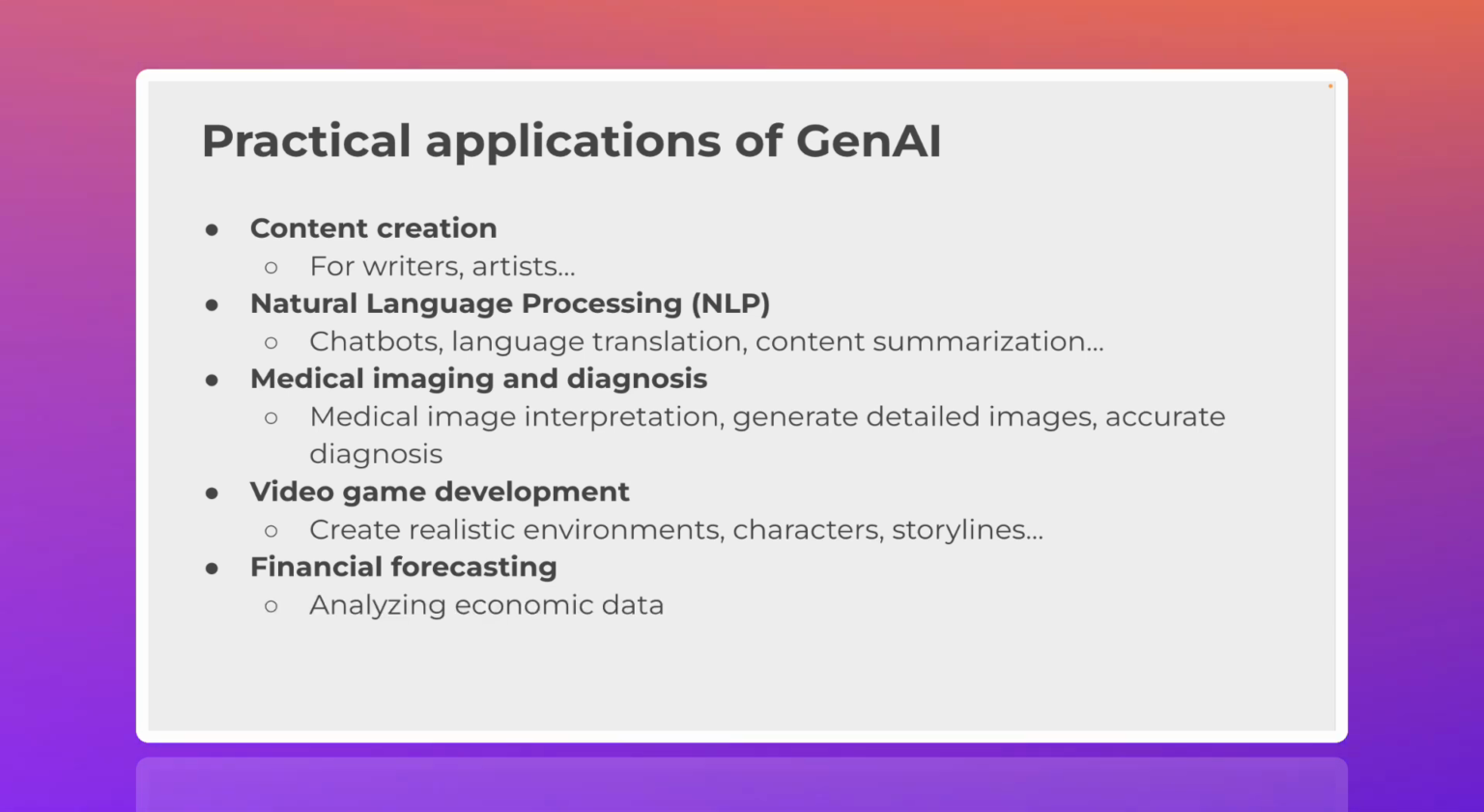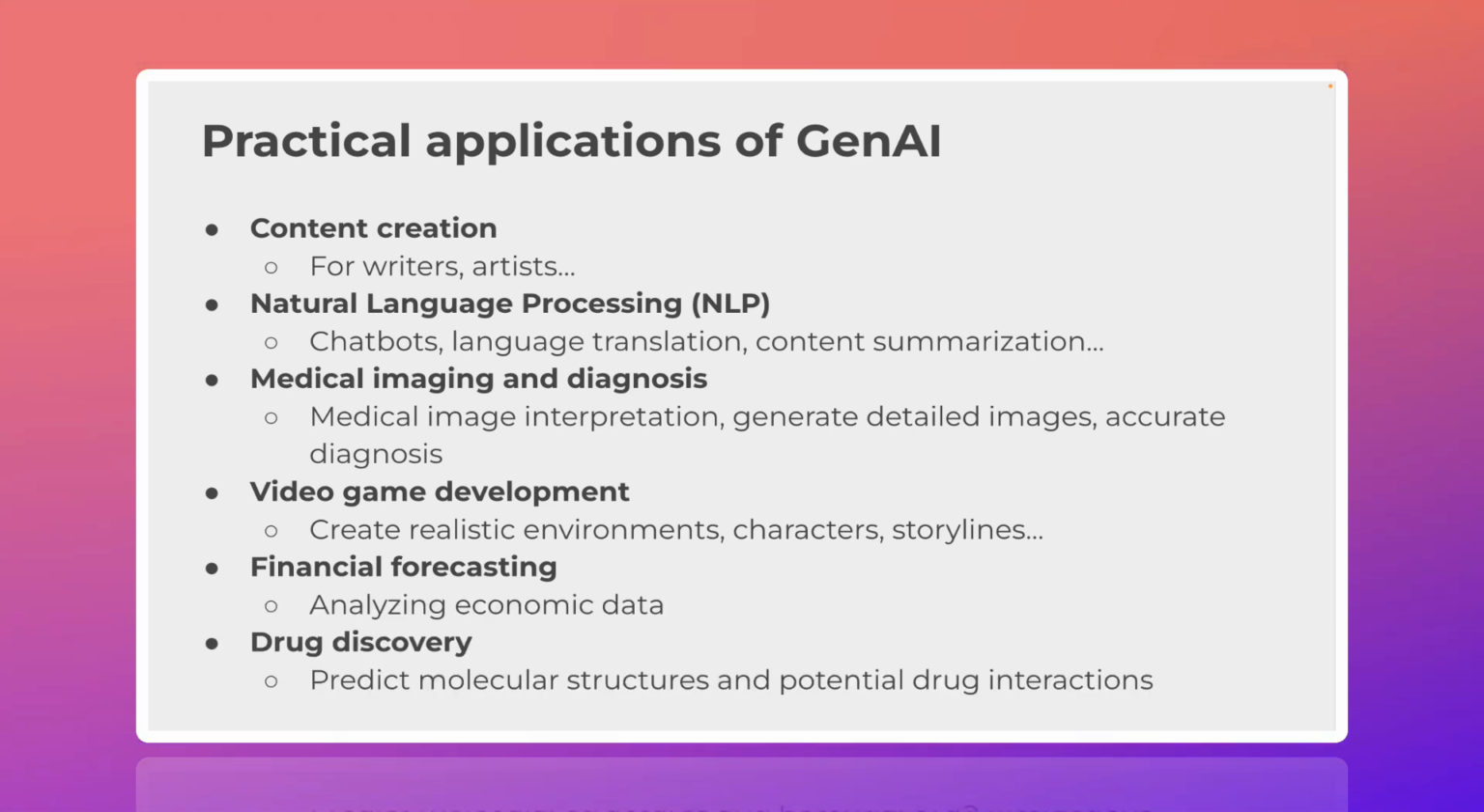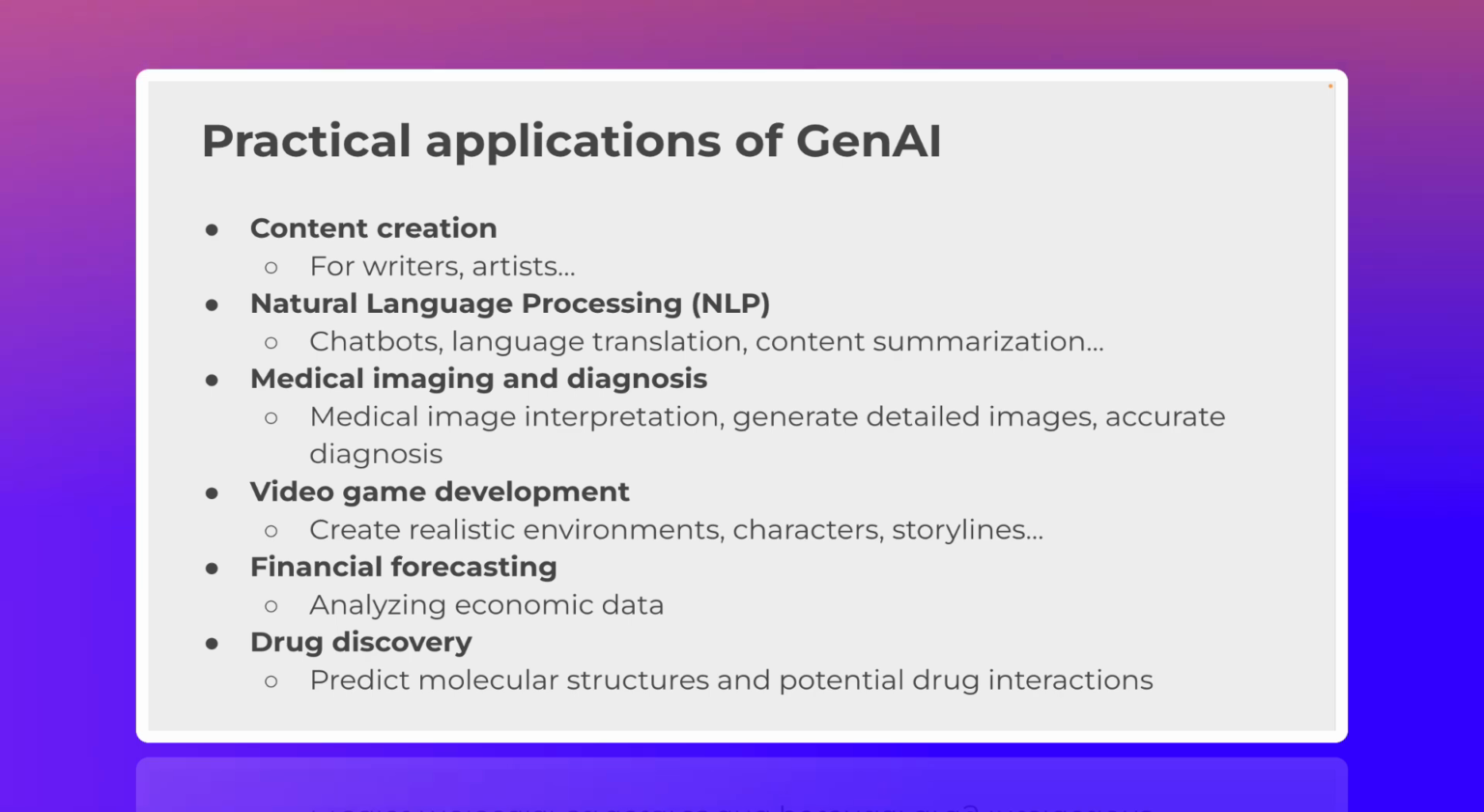But also we have drug discovery. Here we're able to use GenAI tools to, for instance, predict a certain molecular structure that can potentially solve a problem or create a drug that can help people get better. So these are some of the practical applications of GenAI. Obviously, there are many, many others, but I just want to give you some overview.